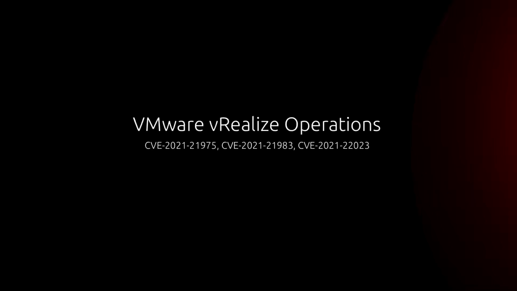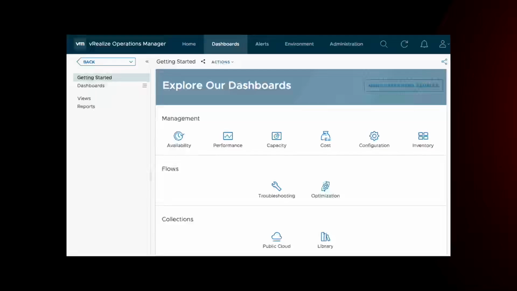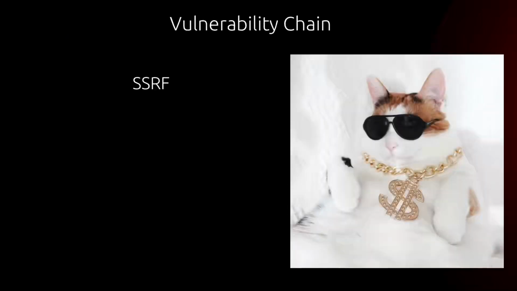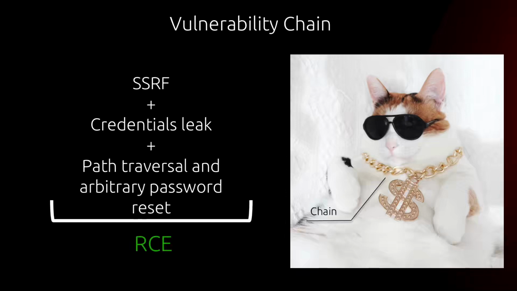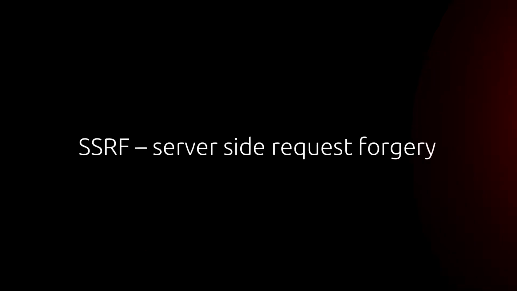So next is software monitoring and controlling the virtual infrastructure. As a result of research, we have found a vulnerability chain that consists of three stages and leads to remote code execution. We'll look at the vulnerabilities separately in order to emphasize the role of each specific vulnerability as an element of the chain. We're going to start with the SSRF, which means server-side request forgery.